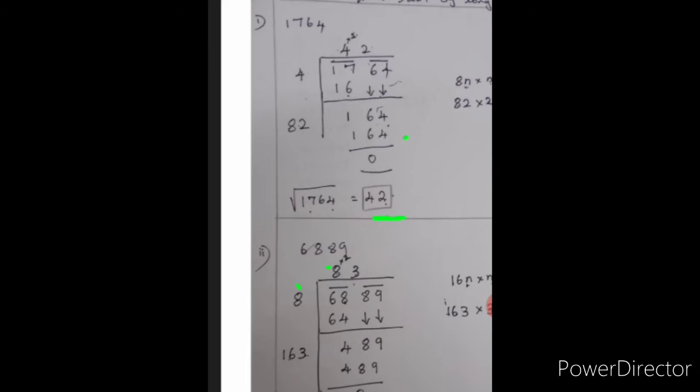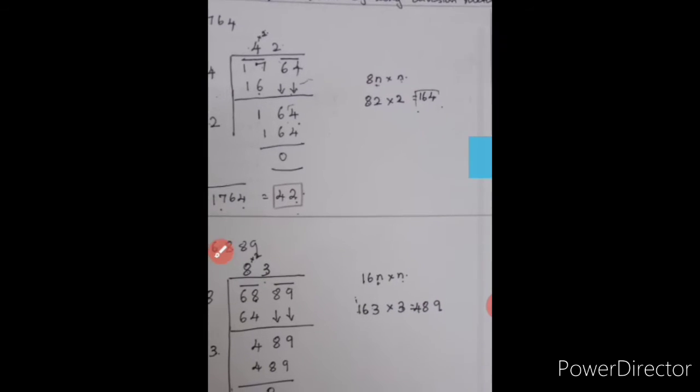Then write the new divisor by multiplying the top number by 2. That is 8 2s are 16. Then you know very well the formula 16n into n. As the number ends with 9, the square numbers which end with 9 are 3 into 3 is 9, then 7 7s are 49. So first we will try it with 3.